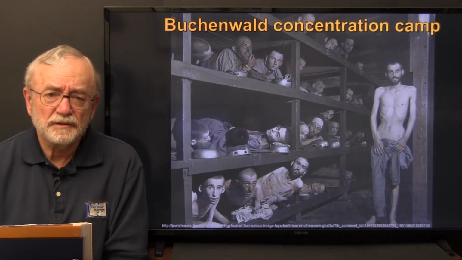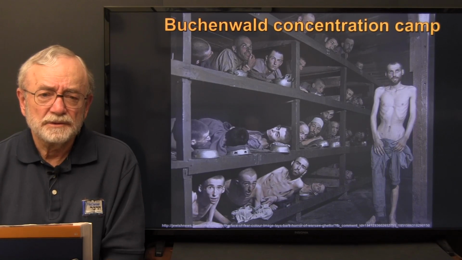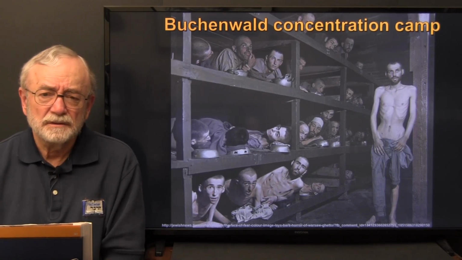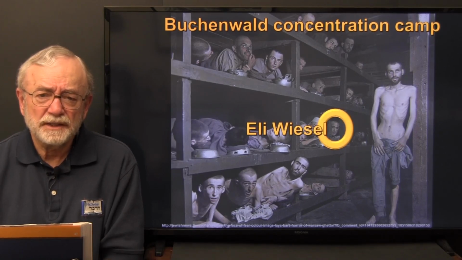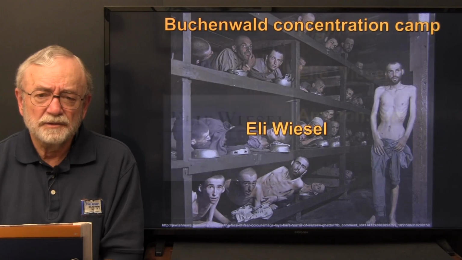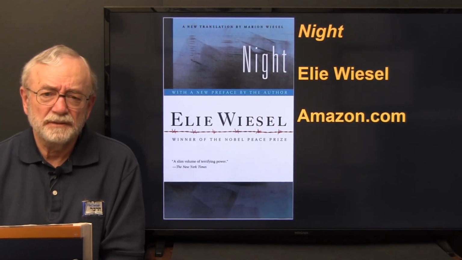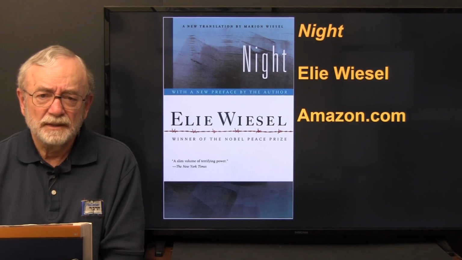And finally, here's a photograph of the Buchenwald concentration camp when it was liberated by the Allies, and a very well-known Jewish refugee is in the picture. There's a picture. There's Elie Wiesel. He's peeking out from behind that post and from behind his friend. Elie Wiesel went on to write Night, about the Holocaust. I believe he received a Nobel Peace Prize for this book.